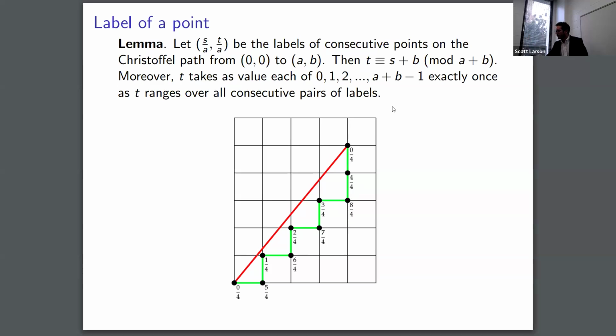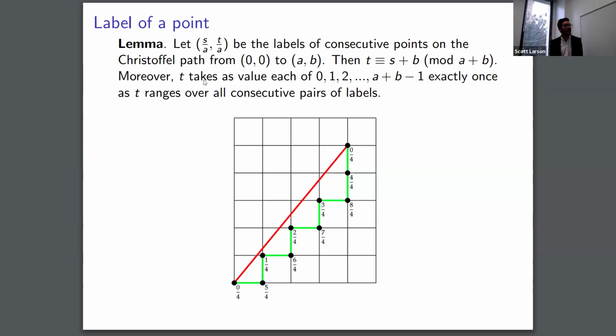So if you have any pairs of consecutive points on this Christoffel path, you take their labels, then they satisfy this congruence right here: T is congruent to S plus B mod A plus B. Moreover, T takes each value from 0 to A plus B minus 1 exactly once as T ranges over all consecutive pairs of labels.